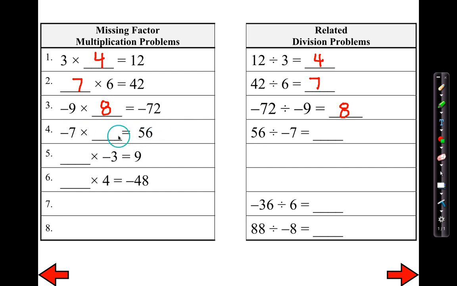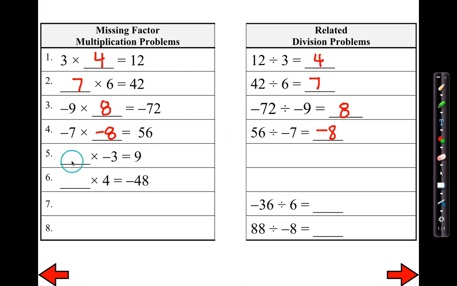Now here, negative 7 times what gives me a positive 56? In order to make this positive, I have to multiply by a negative, and it would be negative 8. So here, to go backwards, you can say 56 divided by negative 7 must be negative 8. And I know this because negative 8 times negative 7 is 56.